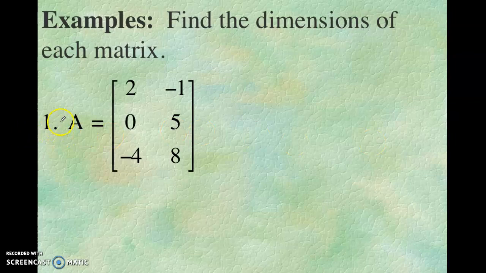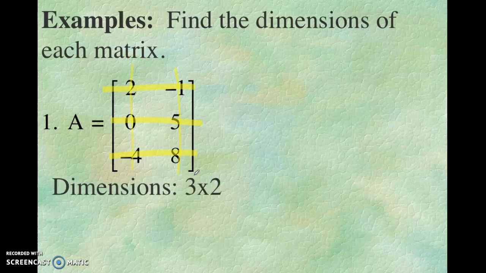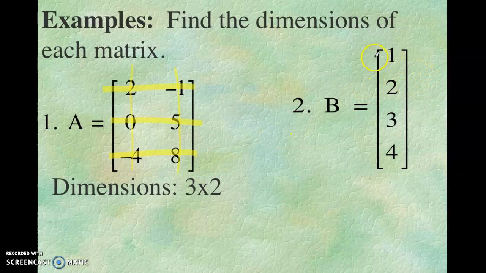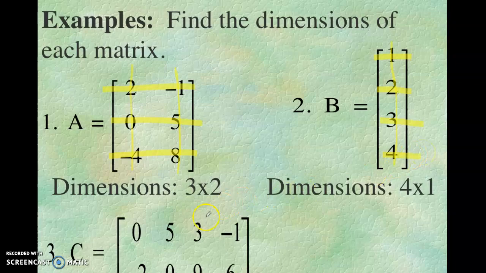Alright, matrix A. I'm naming a matrix with a capital letter. I normally will do that. I want to find the dimensions. Dimensions means rows by columns. Rows are left to right, so I have 1, 2, 3 rows and 1, 2 columns. So this is a 3 by 2 matrix. Matrix B here is 1, 2, 3, 4 rows and 1 column. In matrix C, we can see most of this here has 2 rows and 4 columns, so the dimensions are 2 by 4.